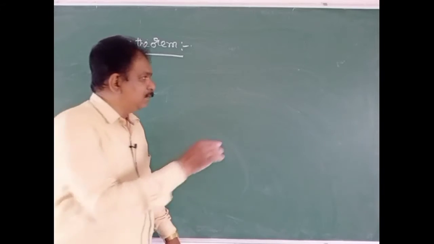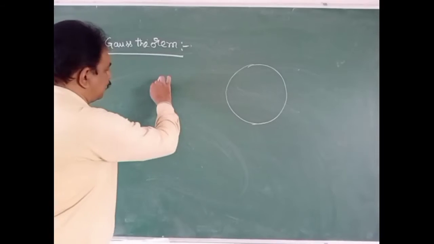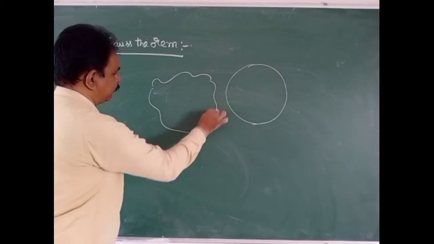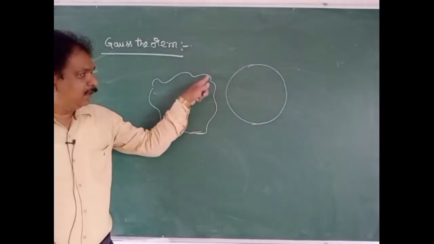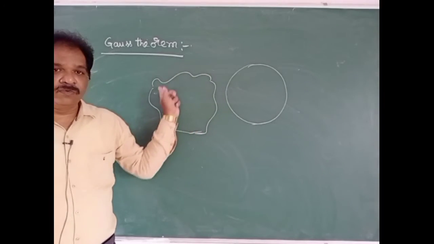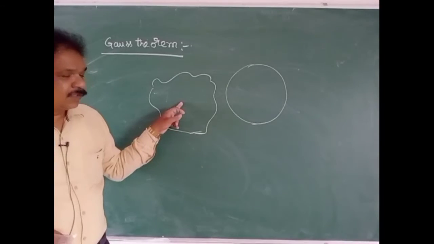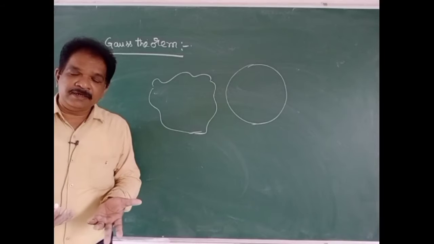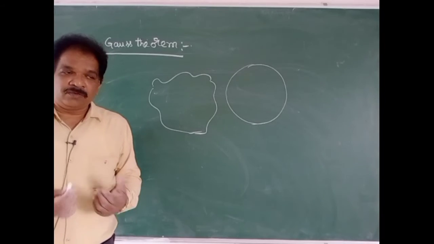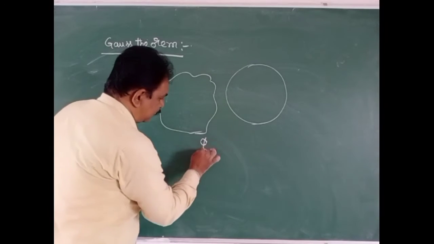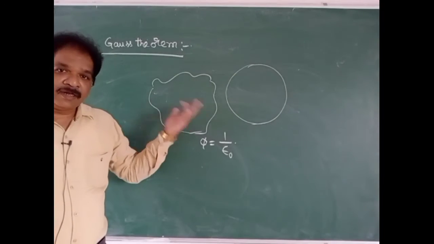There is a closed surface of any shape. This closed surface may be really closed, or maybe imaginarily we are assuming this is a closed surface. Then from this closed surface, how many electrical lines of force are coming? That is called the flux. The flux coming from a closed surface is 1 by epsilon naught times the total charge in that surface.